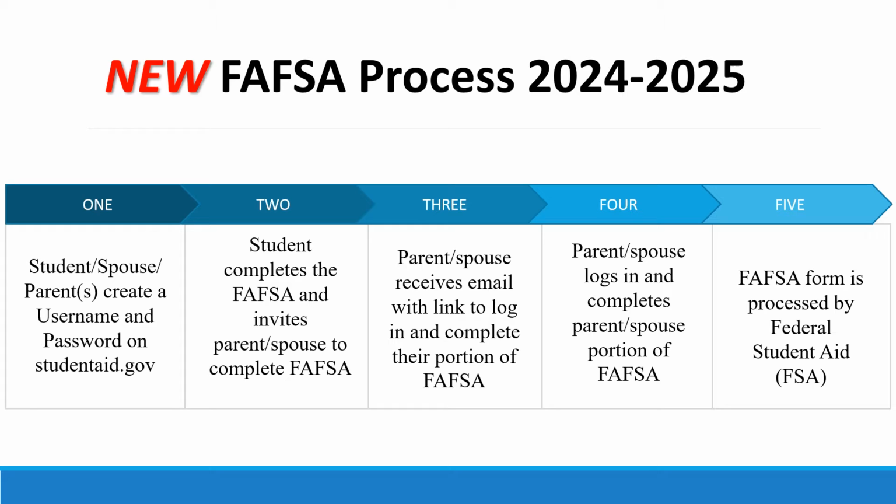After they've waited their 3 days, the student can then complete the FAFSA, and they invite the parent or spouse to complete the FAFSA. Then the parent or spouse is going to receive an email from that invitation that the student sends that contains a link that the parent or spouse can click on, and it will take them to the FAFSA so that the parent or spouse can then log in and complete their portion of the FAFSA. Once the student, parent or spouse have both completed the FAFSA, it will then be processed by Federal Student Aid.